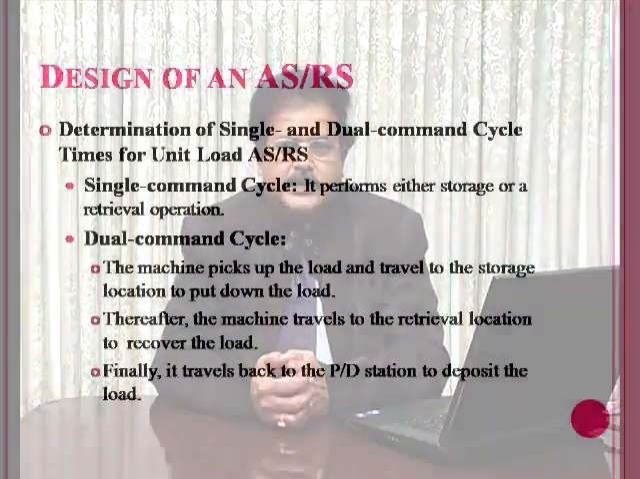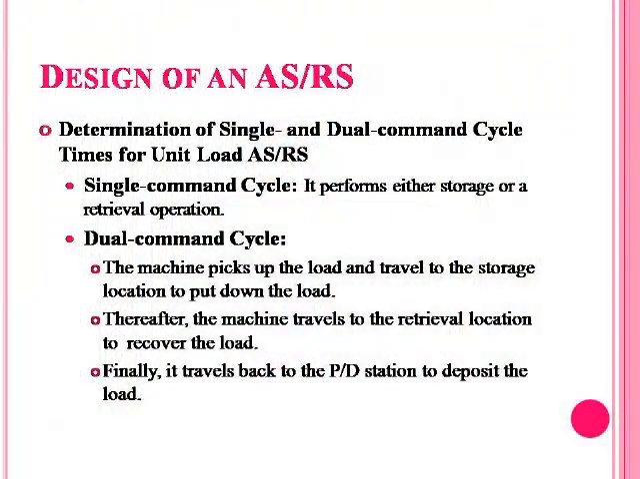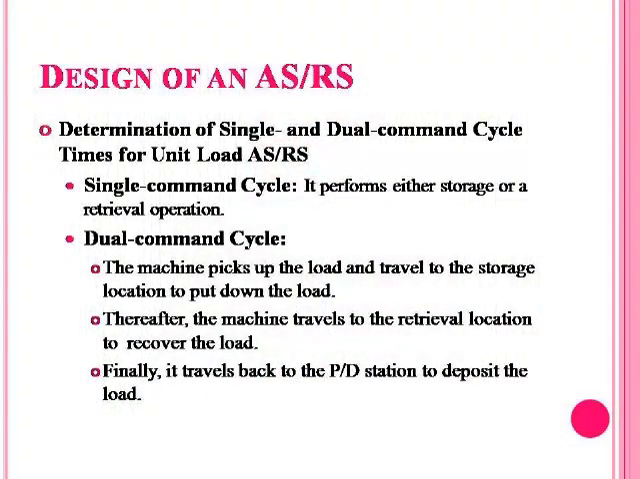ASRS can act on two command cycles. One is called single command cycle, the other is called dual command cycle. The single command cycle is one in which the ASRS either performs only a loading operation or an unloading operation. That means the cycle starts, the SR machine moves to a particular place, picks up the part, retrieves it and then places it at the PD station. This is only a single command. Or it picks the part from the PD station, places it in a desired location and comes back. So it does only one operation, either pickup or deposition. This is called a single command cycle.